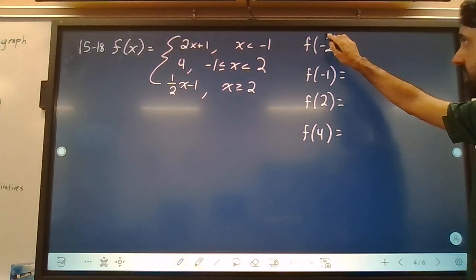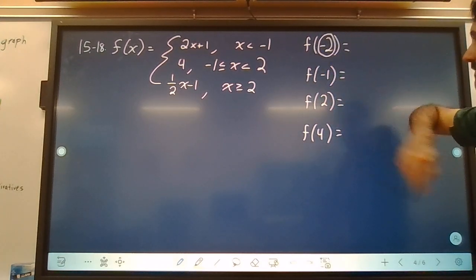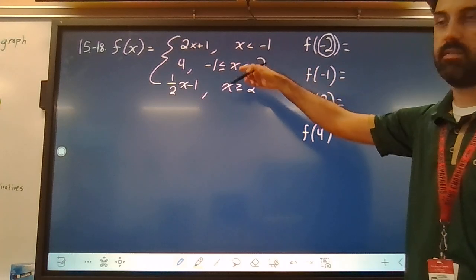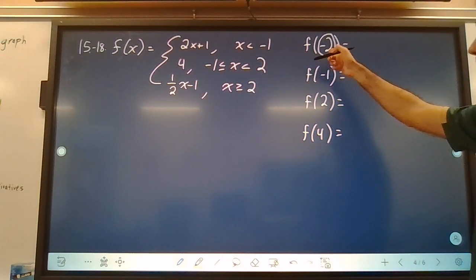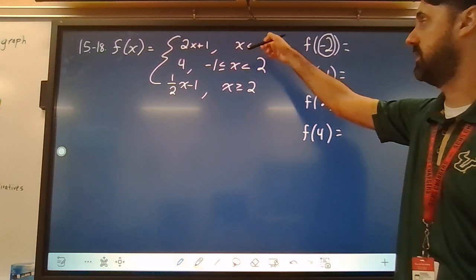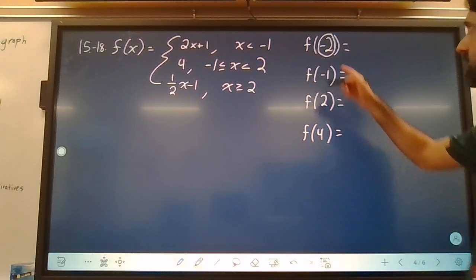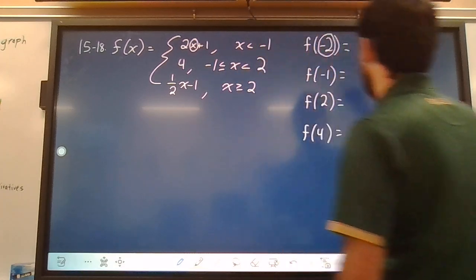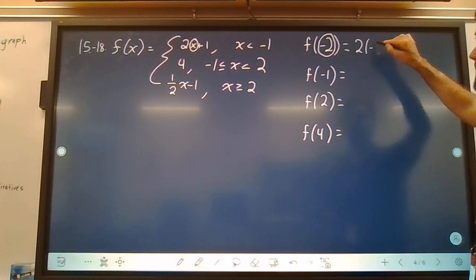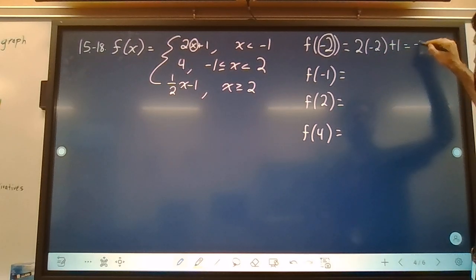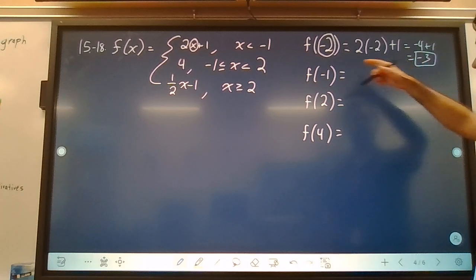Now, the inside is the x value. So I just look at which interval x belongs in. And -2 is less than, on a number line, left of -1. So all I'm going to do is take that -2 and plug it in for this x right here. So that would give us 2 times -2 plus 1. All right, that's -4 plus 1, or -3. That's our answer to f of -2.